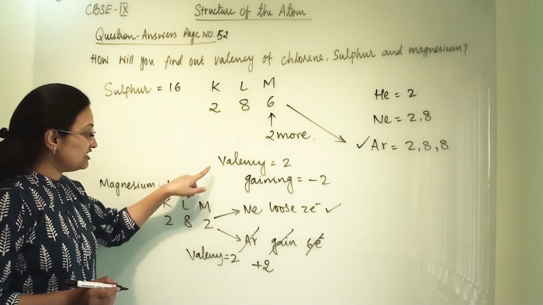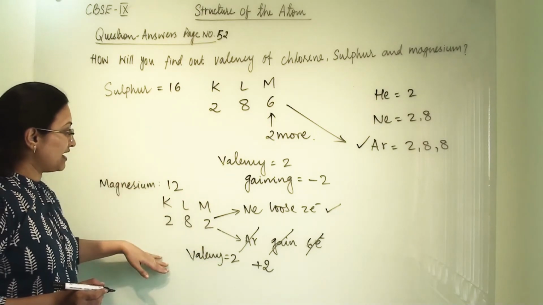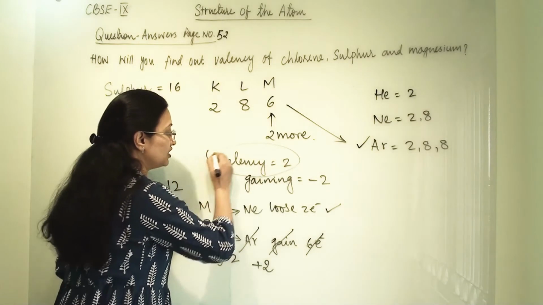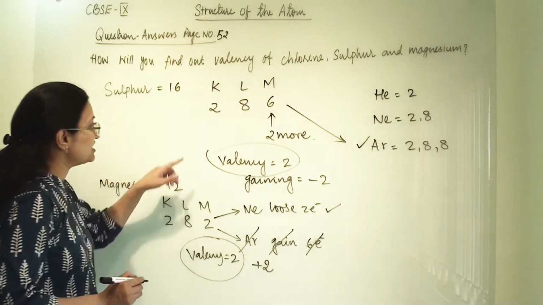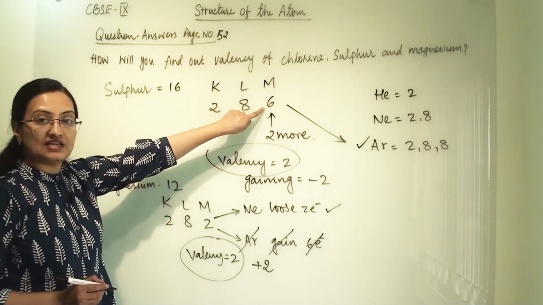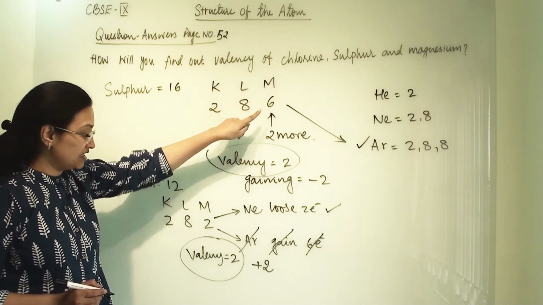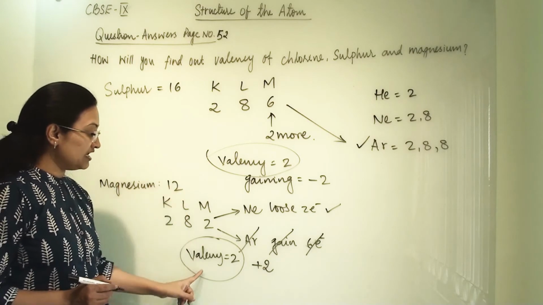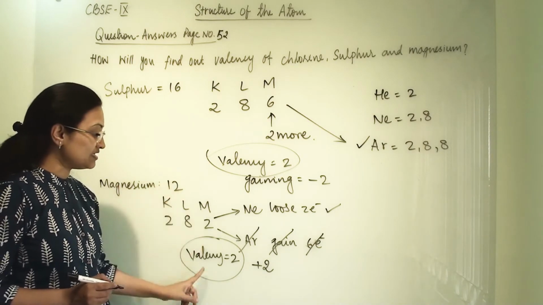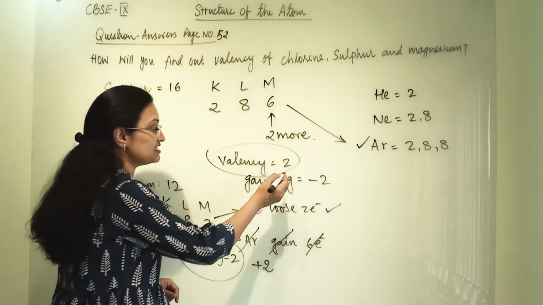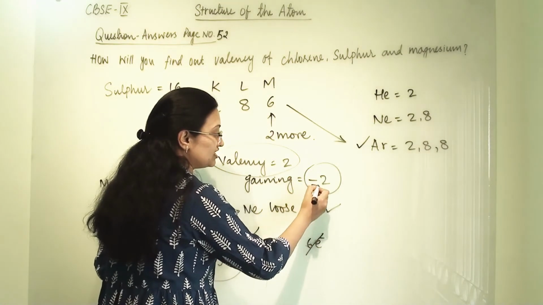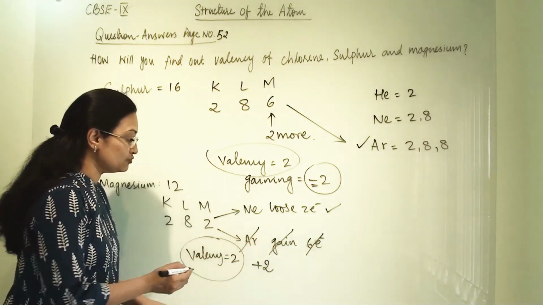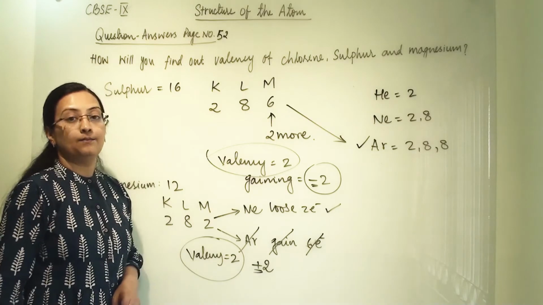This is the basic difference between sulfur and magnesium. The valency of both is 2, because here it is achieving the noble gas configuration by gaining 2 electrons. Here it is achieving it by losing 2 electrons. But the number of electrons is 2, that's why the valency is 2, 2. The difference is, here it is gaining, so that's why it is minus. But here it is losing, so that's why it is plus.